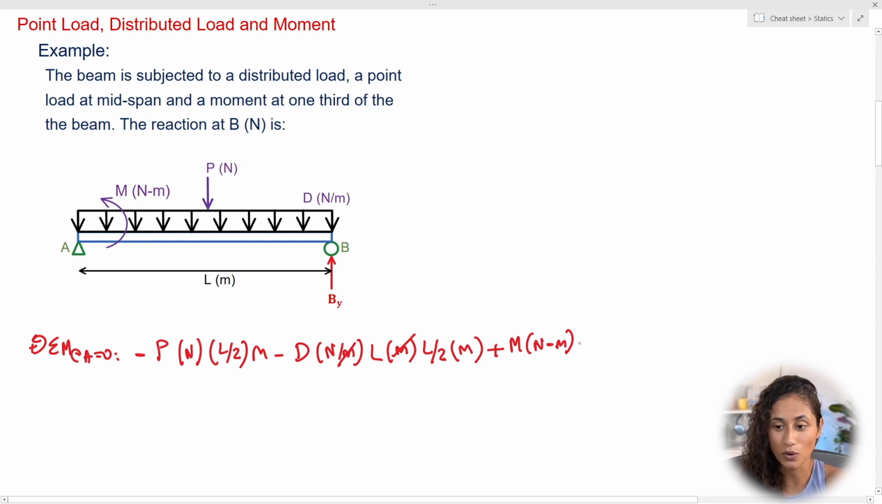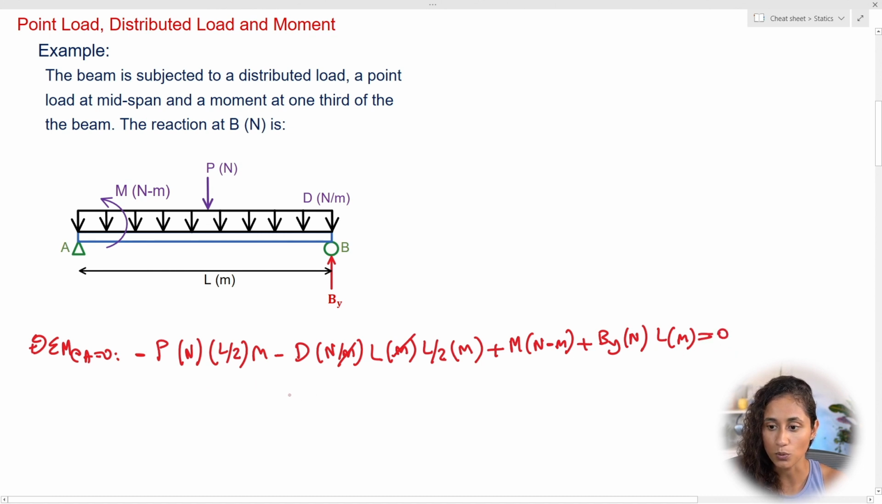Now, the last thing we're going to add here is the reaction at B. That's what we're trying to solve for. And so what we're going to do here is plus By. Now, the units of By is going to be Newton, because it's a force, right? It's a reaction. And then what we need to do here is multiply it by distance. So that way we have moment. Now, the distance is going to be L, because we're taking the moment at A. The distance from A to B, it's L. So this is going to be L meters. And this whole equation is going to be equal to 0.